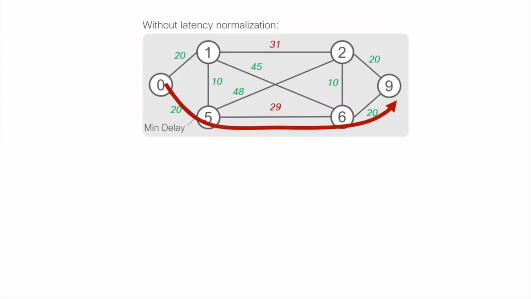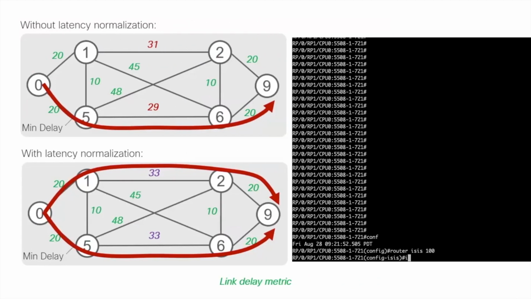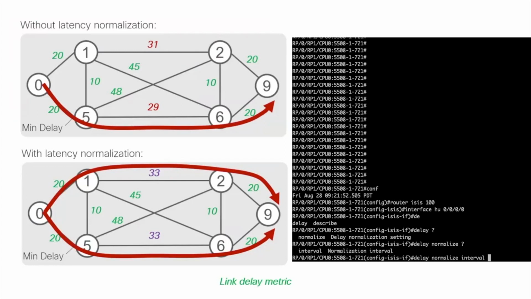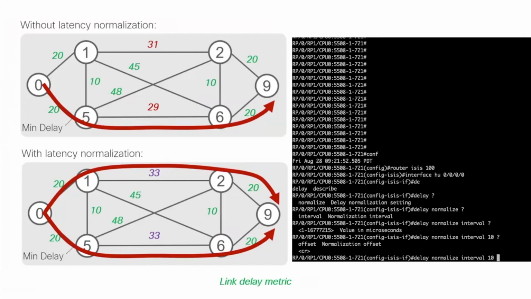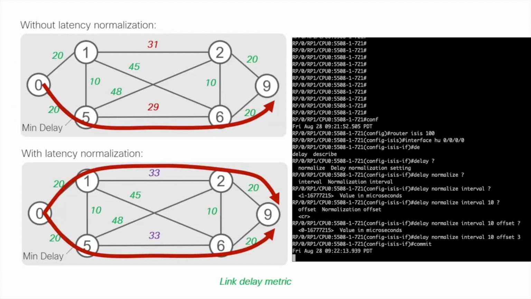So in this case, we configure what we call the latency normalization, and now by normalizing the delay on the links, like for example the link between 1 and 2, and normalizing the delay between 5 and 6, the normalized delay in this case, based on the configuration that I show, will be the value of 33, and therefore router number 0 will be able to have an ECMP rich path minimizing delay from 0 to 9.